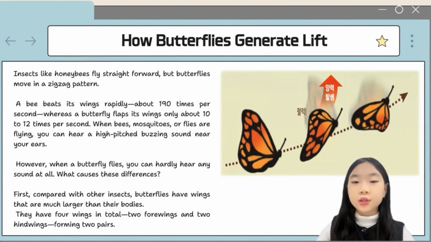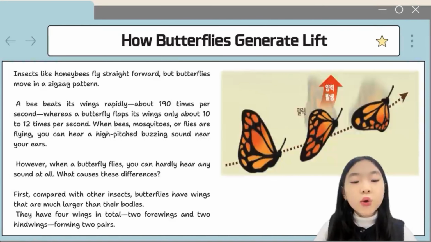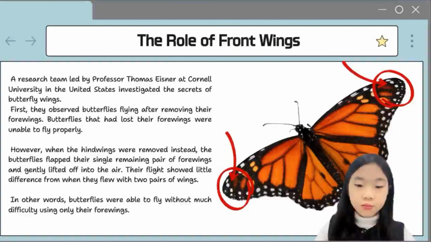What causes these differences? First, compared with other insects, butterflies have wings that are much larger than their bodies. They have 4 wings in total, 2 forewings and 2 hind wings, forming 2 pairs.